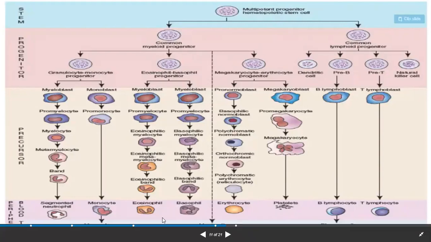So now we have all the final cells: neutrophil, monocyte, eosinophil, basophil, erythrocyte, platelets, and lymphocyte. All of them have been produced, but they had to pass through different stages, from totipotent to multipotent cells to progenitor cells to precursor cells, and then till before you get the final effector cells or the final blood cell. And this whole process is very important because whatever happens to any of them will affect the blood, and it will reflect in the blood.